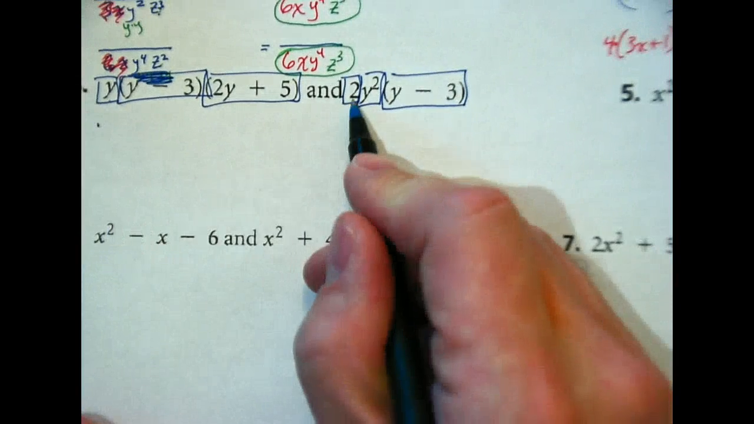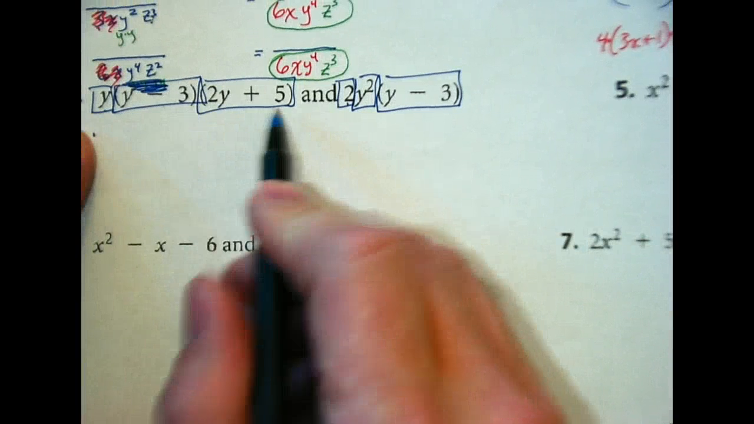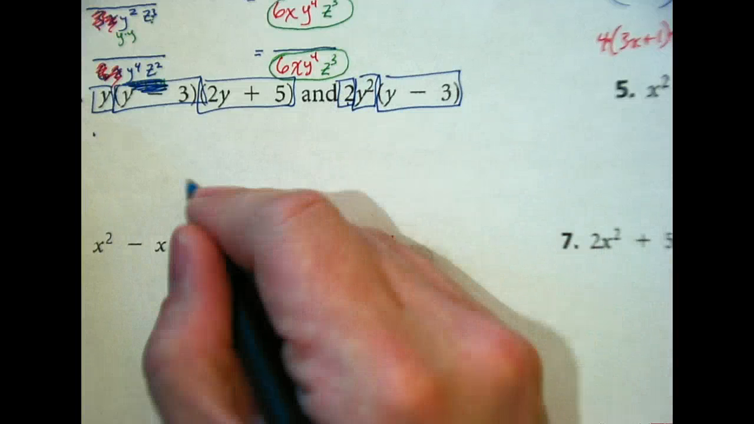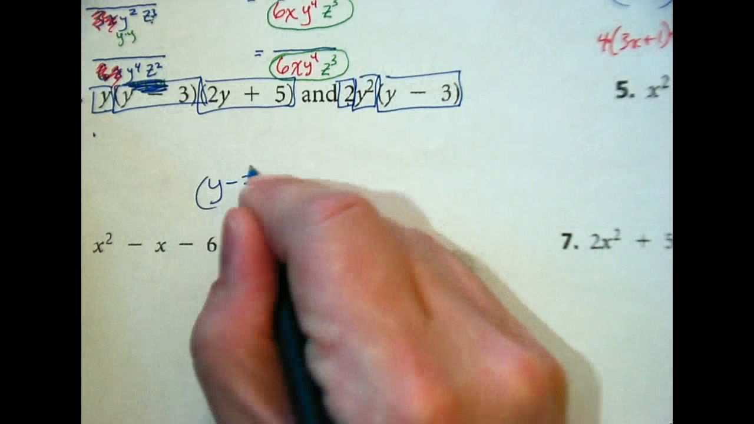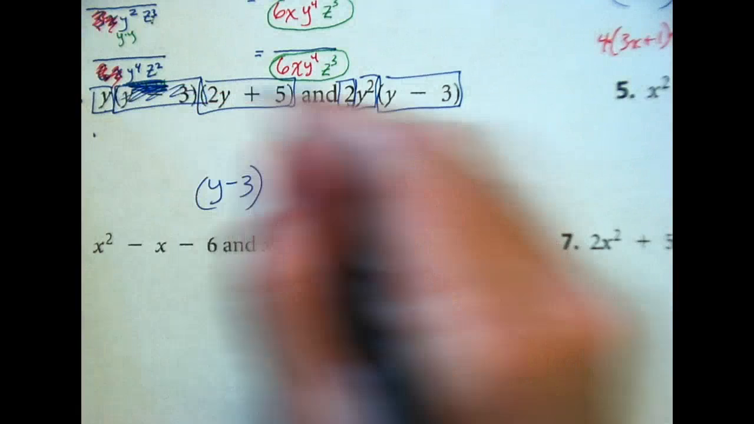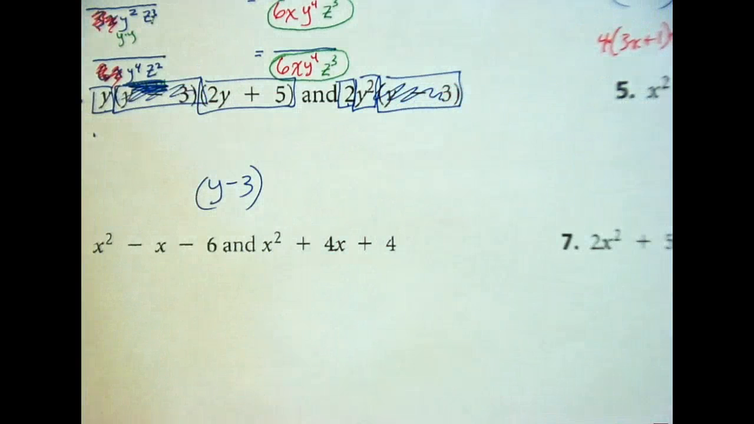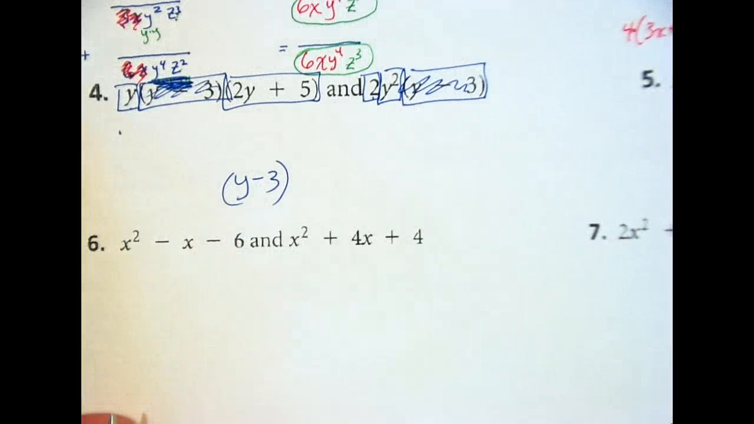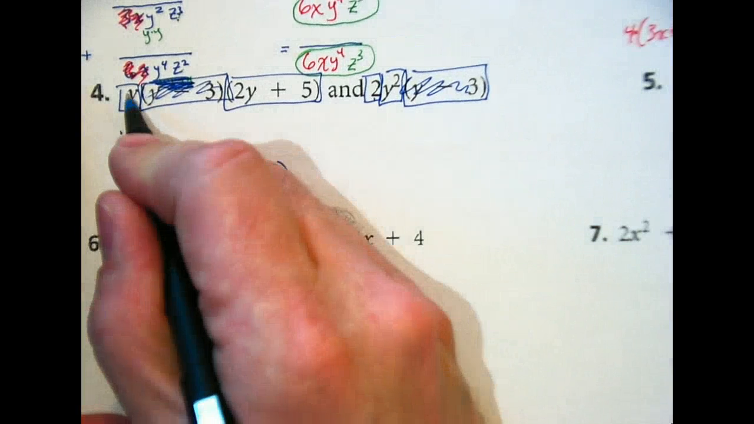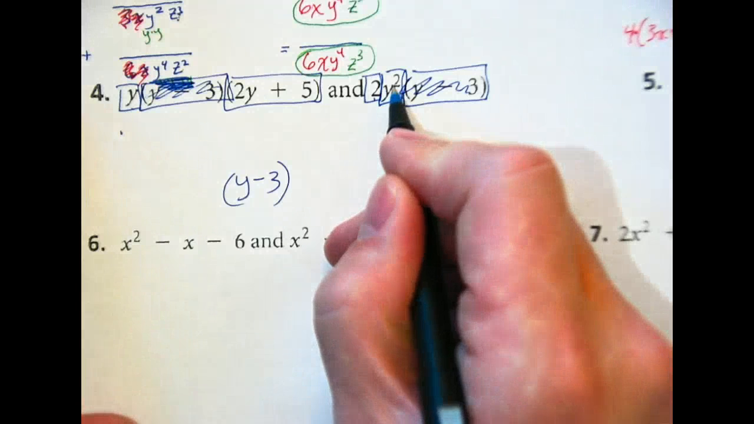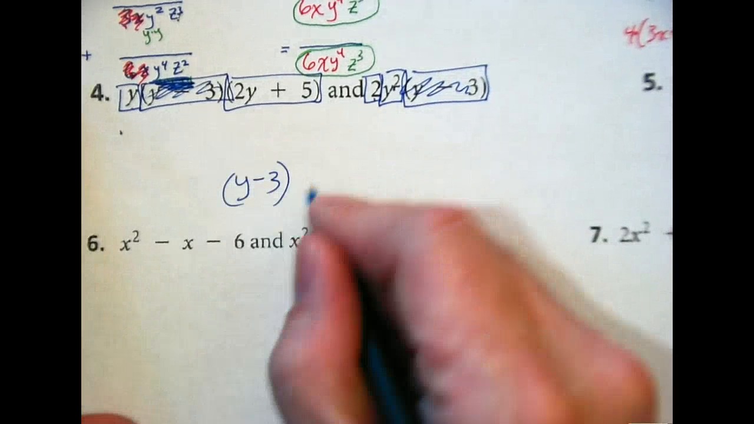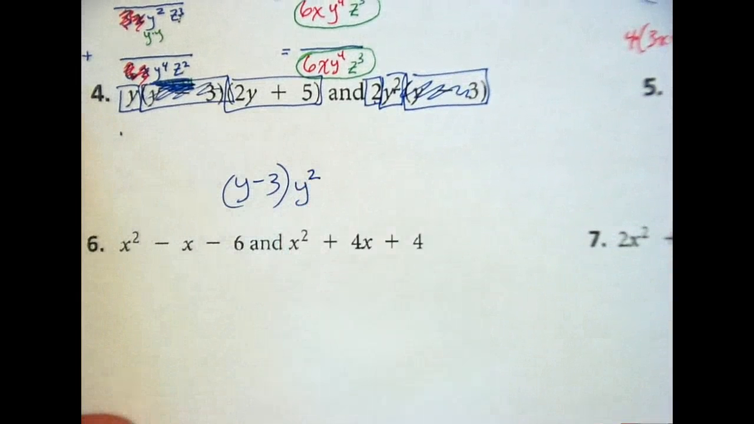Okay, expression-wise, what does this have that this has? Y minus 3. So we take that and we get rid of it in both of them. That becomes part of our common denominator. That's the common part. Anything else that it has in common? Y. Yeah, this one has a y and this one has a y squared. So how do I make y into y squared? Multiply it by y. Okay, so we bring down y squared.